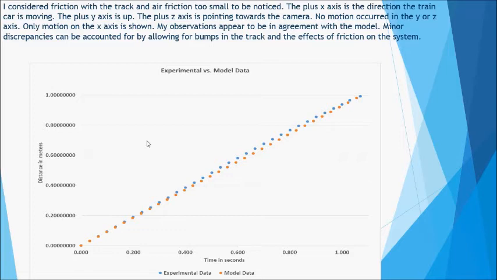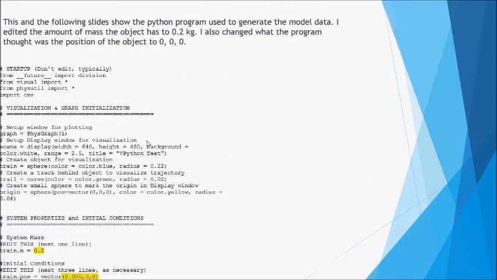My observations appear to be in agreement with the model. Minor discrepancies can be accounted for by allowing for bumps in the track and the effects of friction on the system. This and the following slides show the Python program used to generate the model.